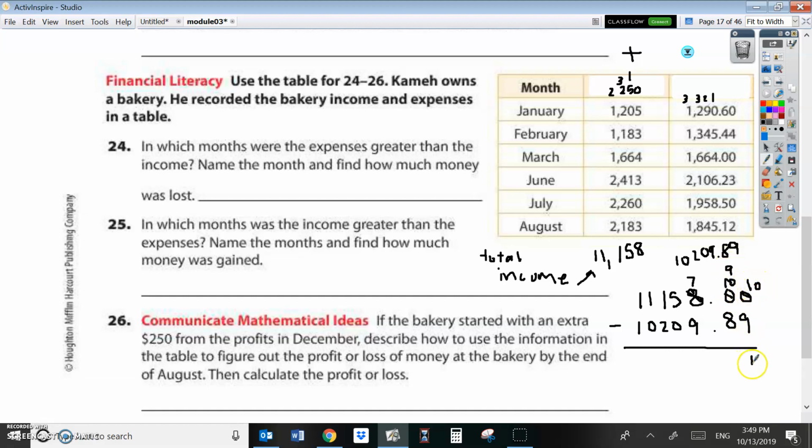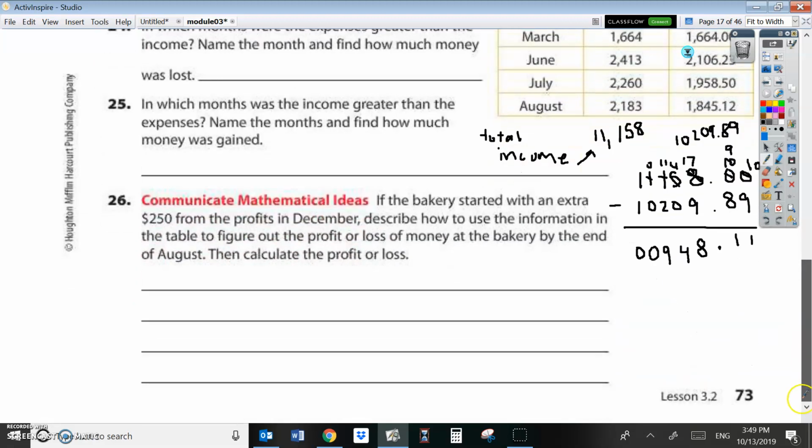Get 1, 1. Bring down the decimal. Borrow from that 5, put a 4, put a 17 there, 8, 4. Borrow from that 1, put a 0, make that an 11. 11 minus 2 is 9. And 0 there and 0 there. 948.11 is our total profit.